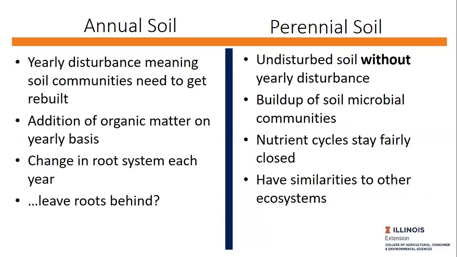There also can be an addition of organic matter on a yearly basis. From a vegetable approach, this may be that you add a bag of compost every year, or you add straw or leaf litter to the soil every year.